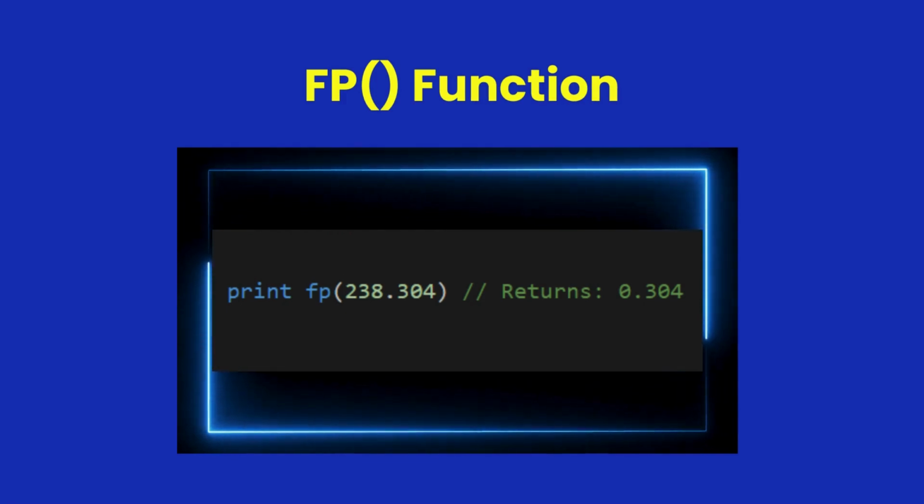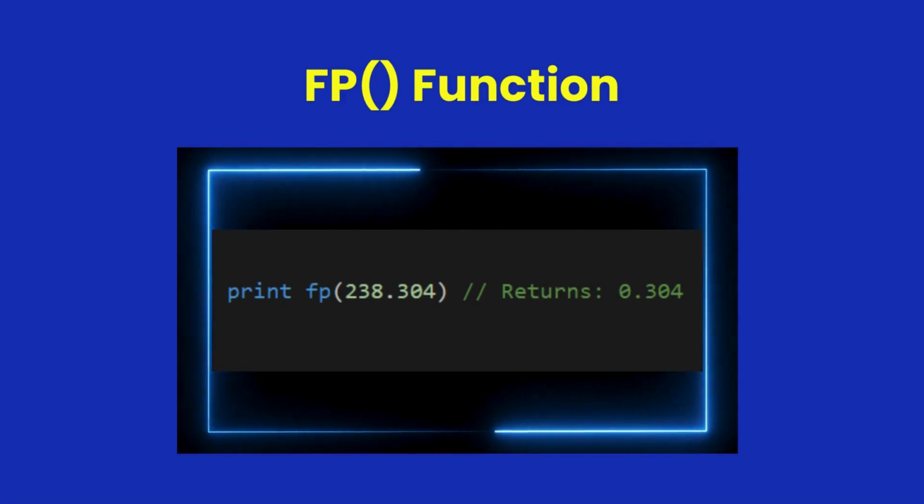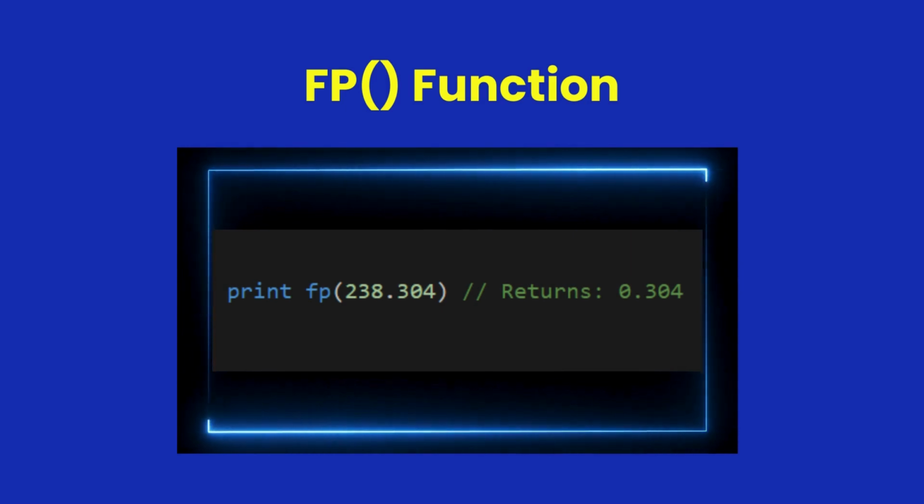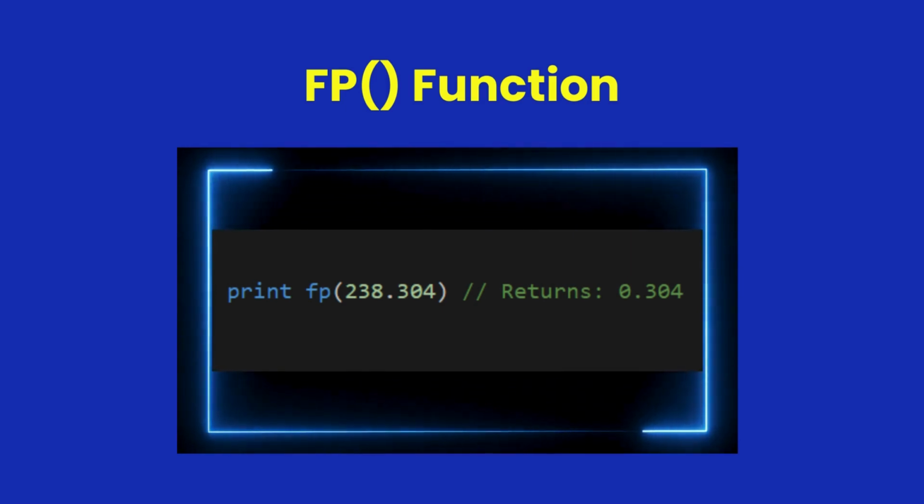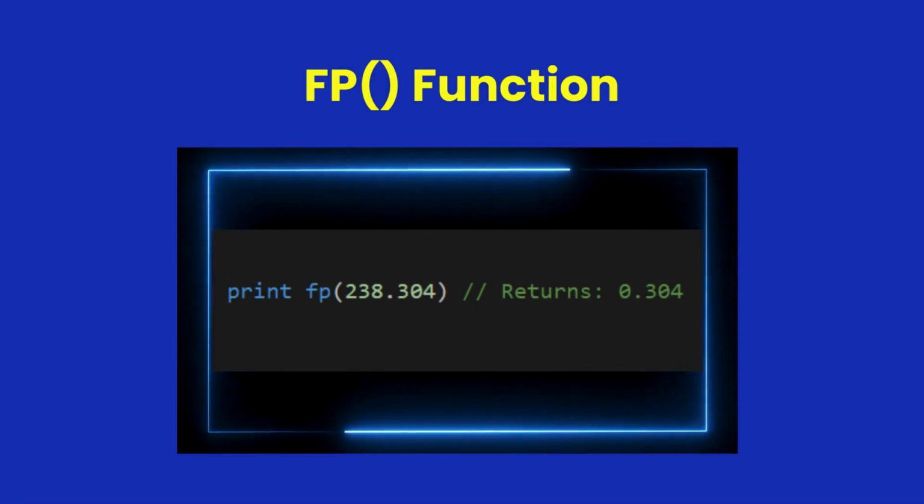The fp function returns the fractional part of a number. For example, the fp function is useful for extracting the decimal portion of a number.